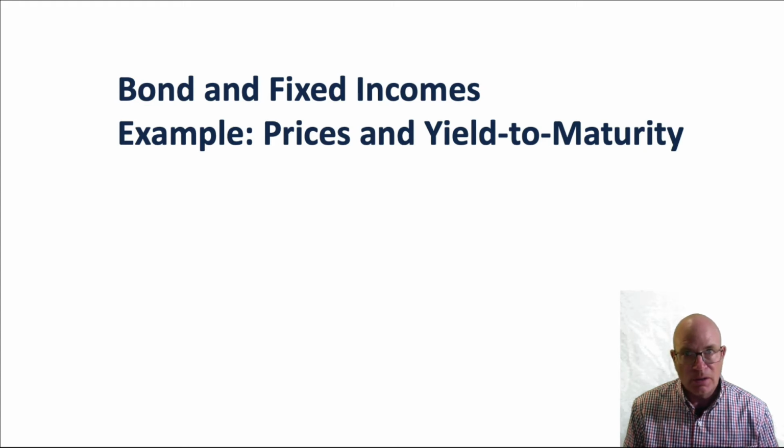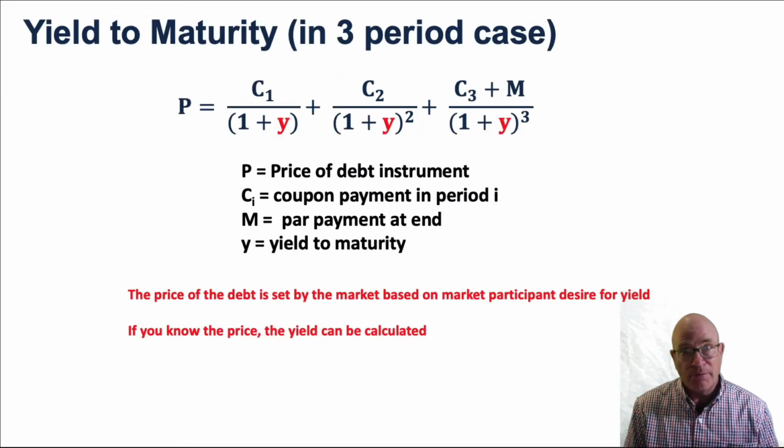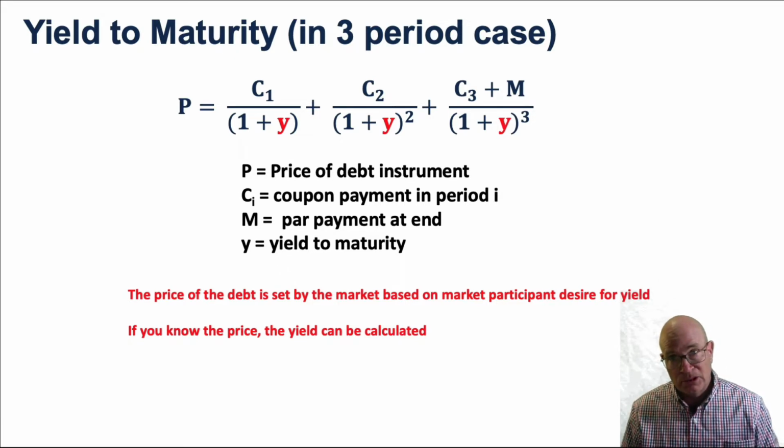In this video, we're going to demonstrate the relationship between bond prices and yield to maturity. We are going to do that in an Excel framework. As a reminder, our bond price equals our discounted cash flows, where our discount rate equals the yield to maturity. Our yield to maturity is the yield or discount rate that causes our discounted cash flows to equal our bond price. If we know the bond price, we can find the yield to maturity. If we know the yield to maturity, we can find the bond price. So we're going to demonstrate that.